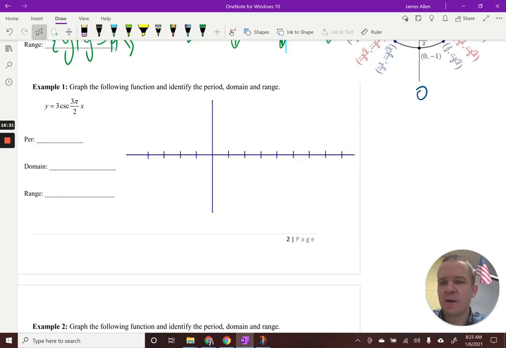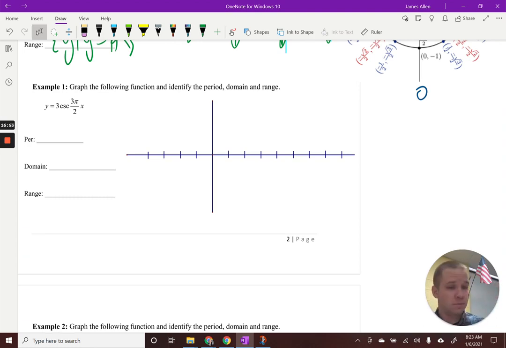Let's do it. All right, so we've got ourselves a cosecant. Oh, this one looks just terrible. 3 cosecant of 3 pi over 2 x. Well, first off, let's remember this. Cosecant is our reciprocal function of sine, right? So let's plot out those ghost values, some people call them, of our sine function.